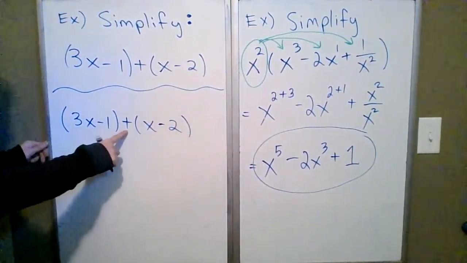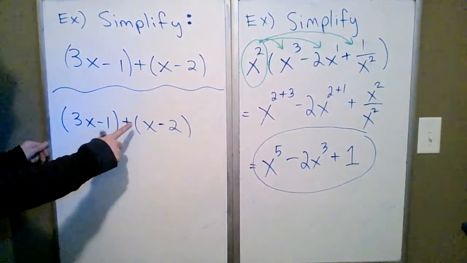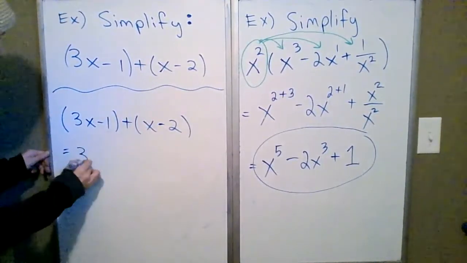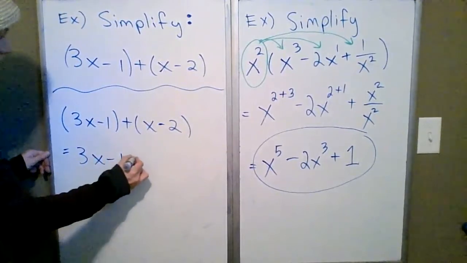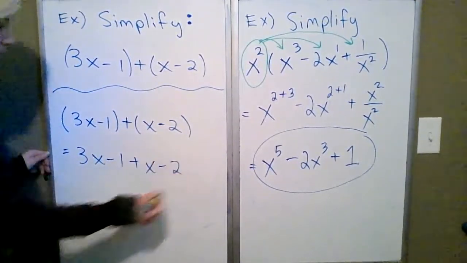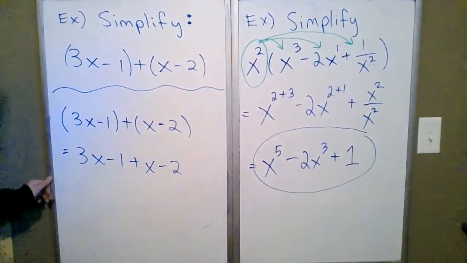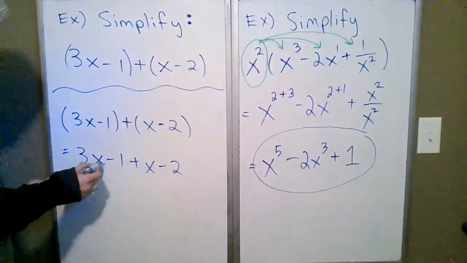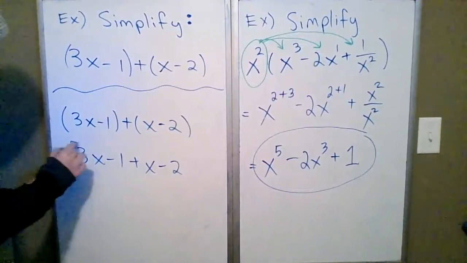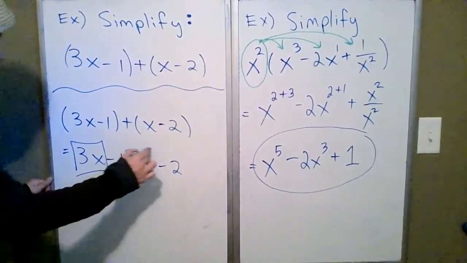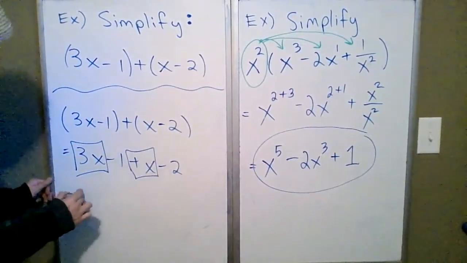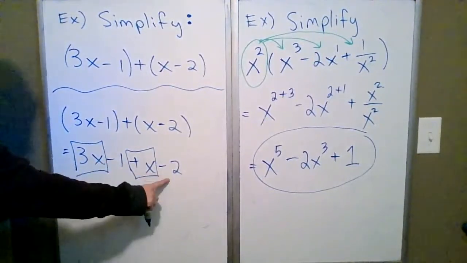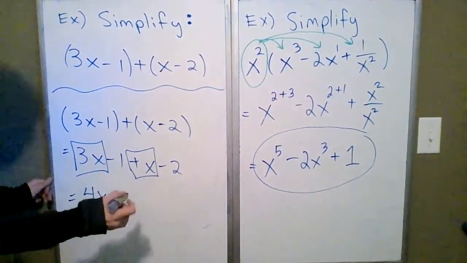All right, there's an addition sign, so I can distribute the plus, but it doesn't change anything. This is just 3x minus 1. You add an x and then subtract a 2. So we want to combine like terms. You put the 3x with x, which is 4x total. And then there's a minus 1, minus 2. So we subtract 3.